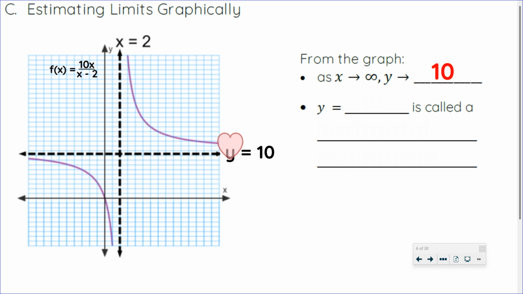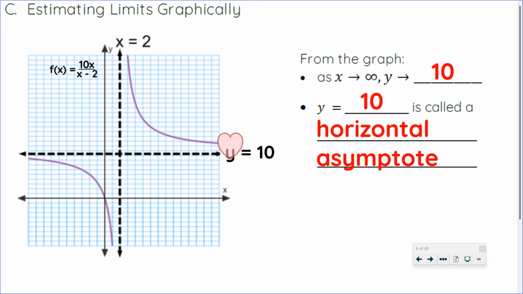And that's because at y equals 10, we have a really special part of the graph called the horizontal asymptote. So I've seen numerically and graphically that the limit is 2.